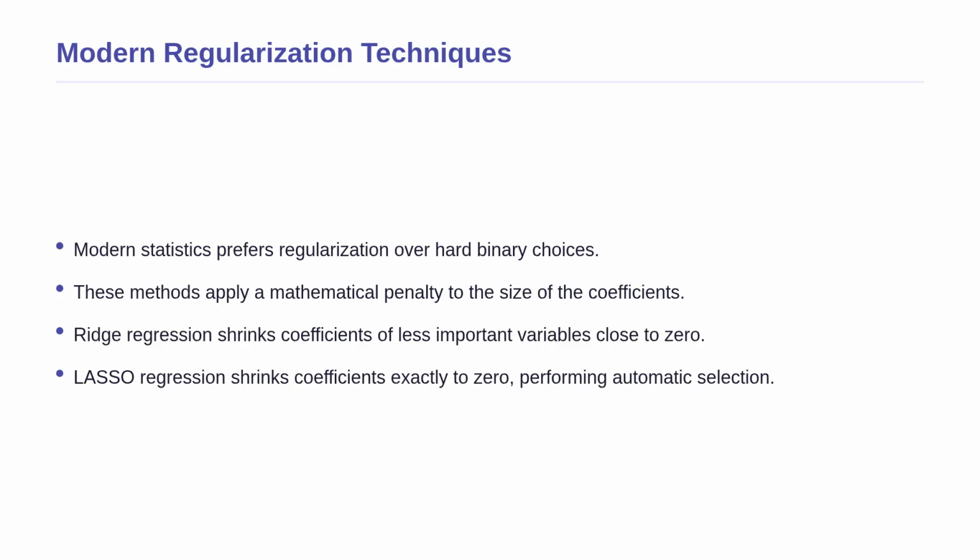While stepwise selection was the standard for decades, modern statistics often relies on regularization techniques known as ridge and lasso regression. Instead of making a hard binary choice to either keep or completely drop a variable, these methods apply a mathematical penalty to the size of the coefficients themselves. Ridge regression shrinks the coefficients of less important variables very close to zero, reducing their impact. Lasso regression goes one step further and can shrink coefficients exactly to zero. This effectively performs variable selection automatically, making these modern alternatives highly preferred in practice today.